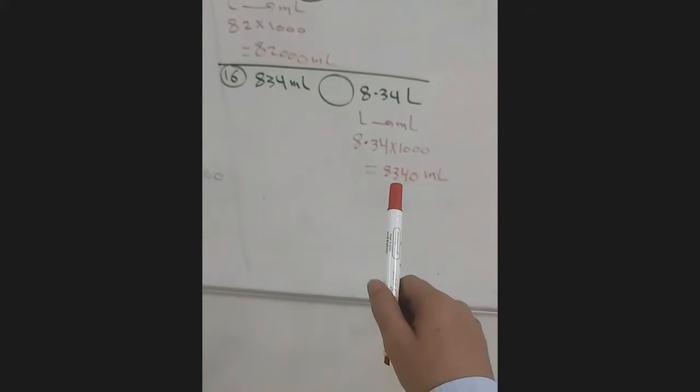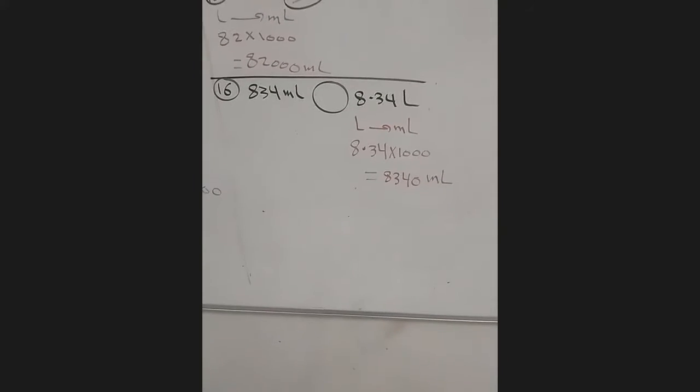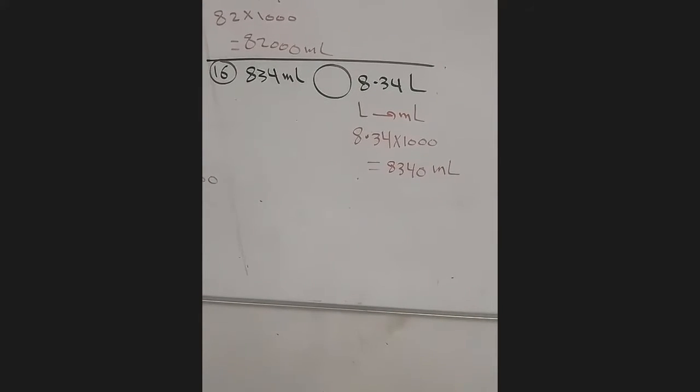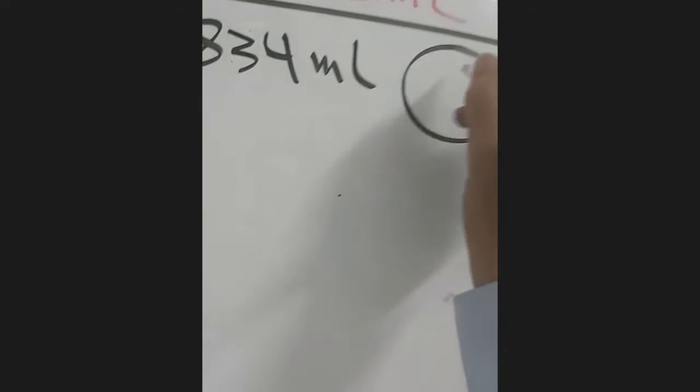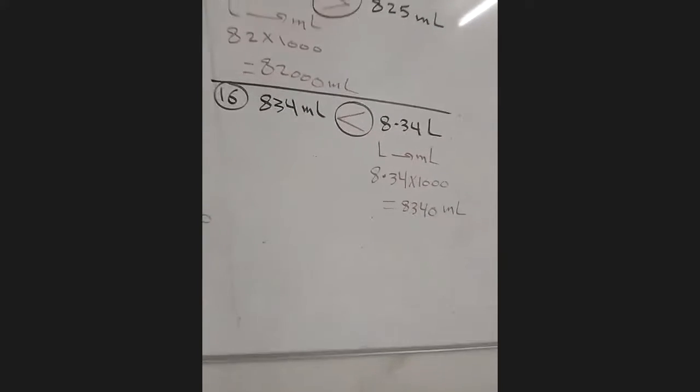8,340 what? Milliliter. Now, which one is bigger? 8,340 milliliter or 834 milliliter? Which one? This one is bigger. Good boy. This is question 16, guys. Let's do 17 now. Then we'll do the homework.